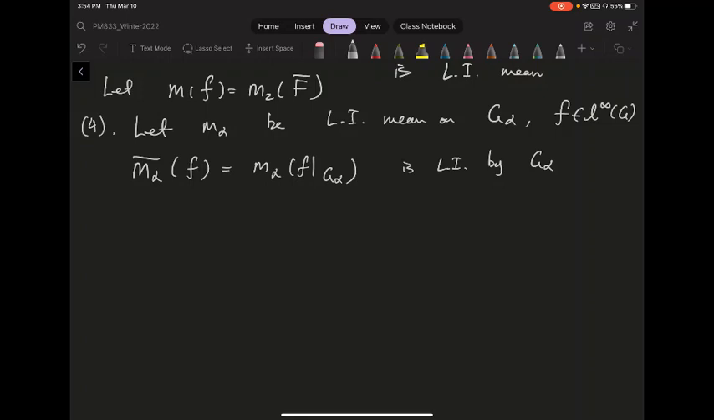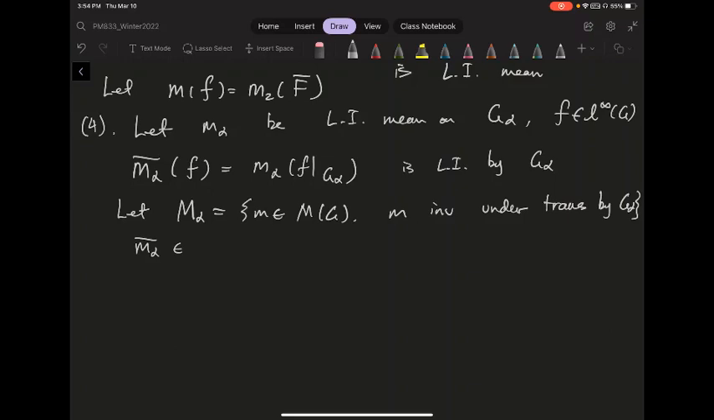So basically, I want to say, can I make it bigger and bigger? Okay, so let's let big M alpha be all the M inside M of G, so that M is invariant under translation by the G alpha, and I know this M alpha bar is going to be inside each of these big M alpha, so they're not empty. Okay, so I have something that's non-empty, and first of all, this M of G, all the means.